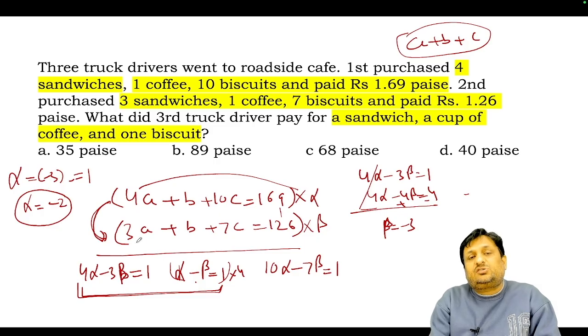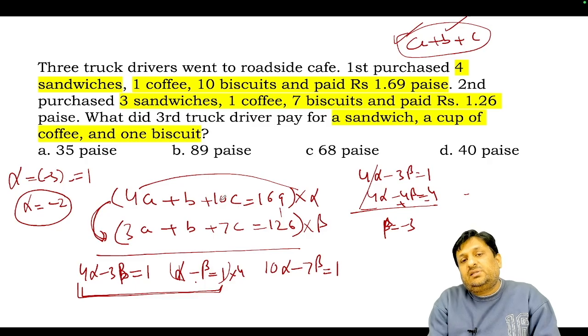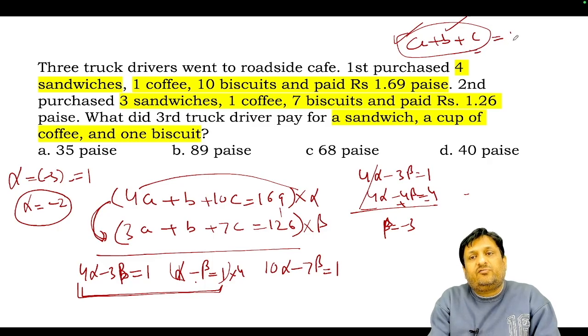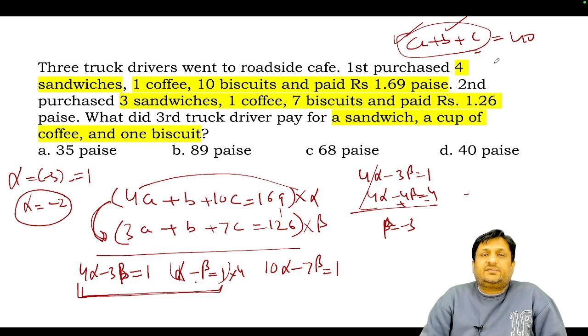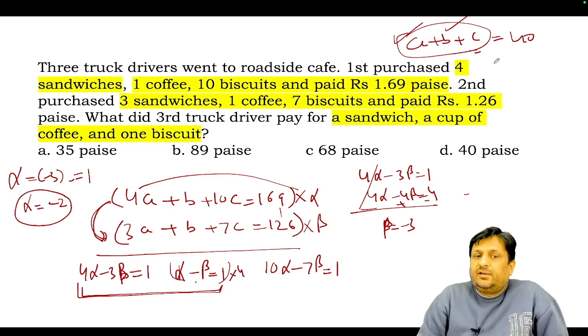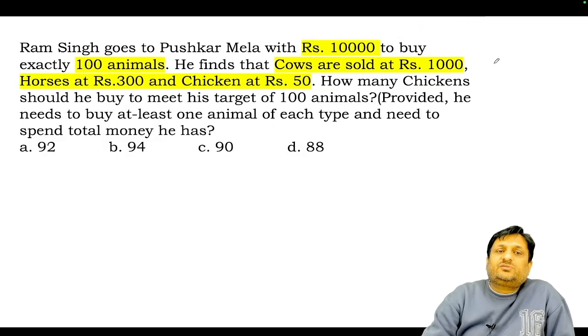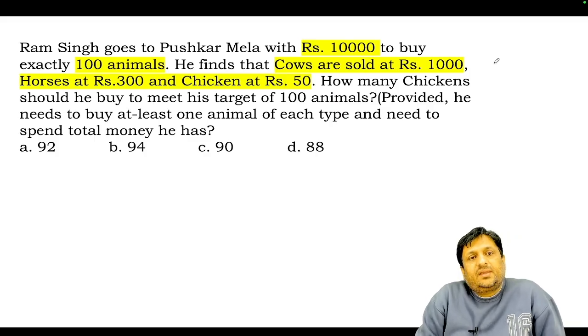Minus 8 minus of minus 9, I will get a. Minus 2 minus of minus 3, I will get b. And minus 20 minus of minus 21, I will get c. And on the right hand side, of course, I will get 40. So that will be my answer. So this is another way. Okay, let's move to this final question.